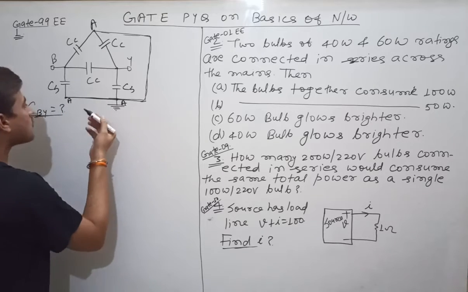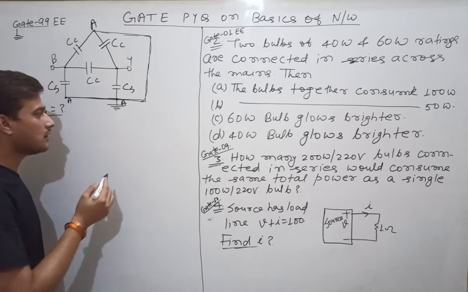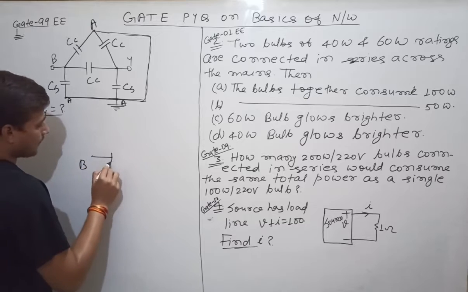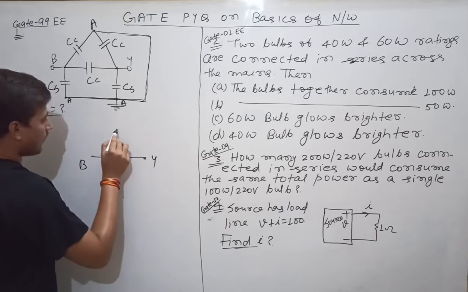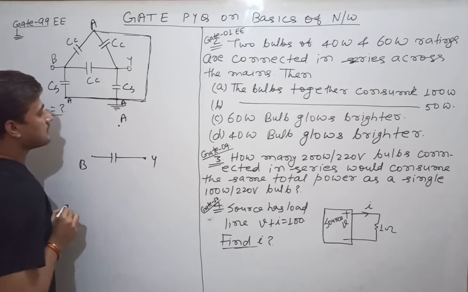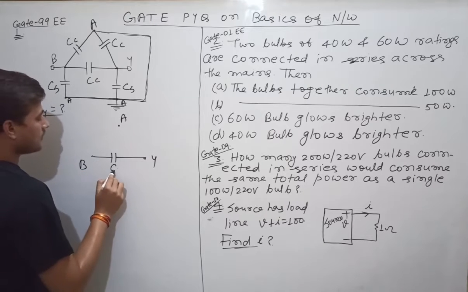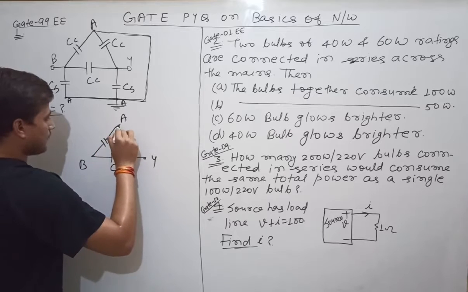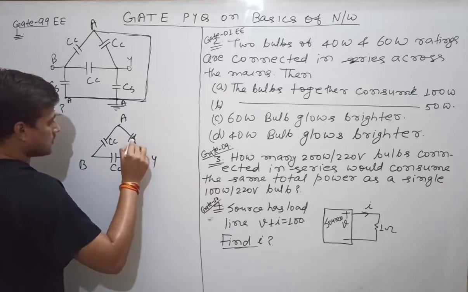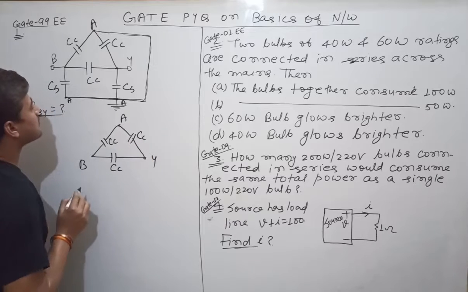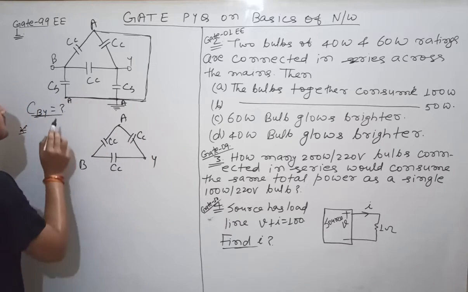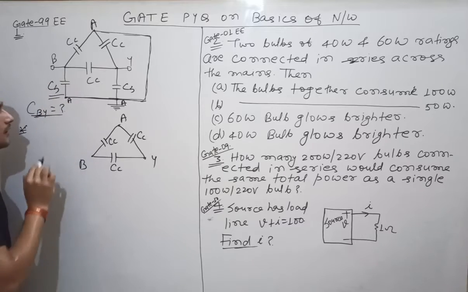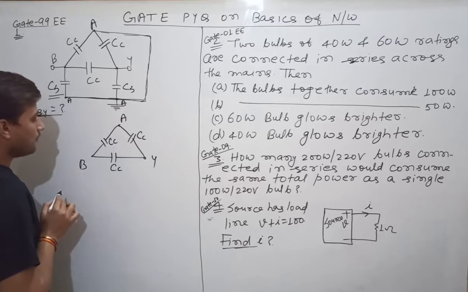So let us redraw the circuit. So when we redraw the circuit, this is B, this is Y, and this is A. So between B and Y, it is CC, again CC, again CC. Clear? Next, we are having two more capacitors. See, capacitance CS is connected between B and A.